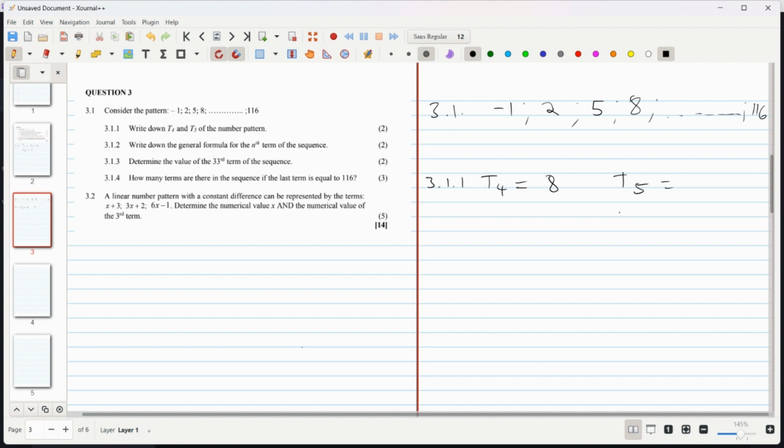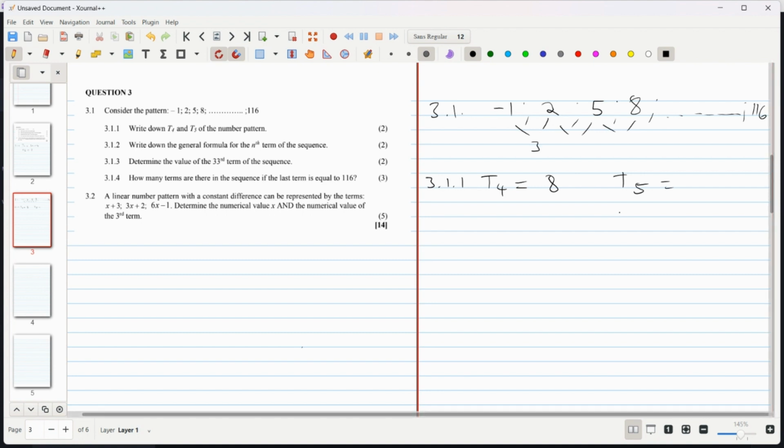We can see this number pattern has a constant difference. How do we see that? Because we can see here term 2 minus term 1, term 3 minus term 2, and term 4 minus term 3 all have a constant difference. So 2 minus 1 is what? 2 minus -1. In other words, 2 minus -1, that is 3.